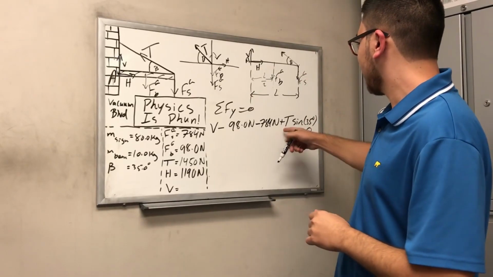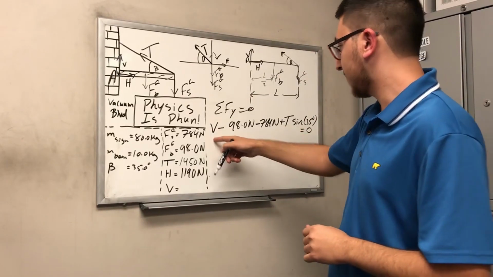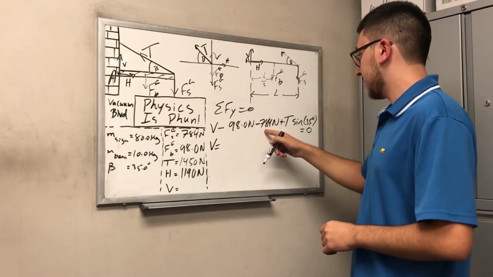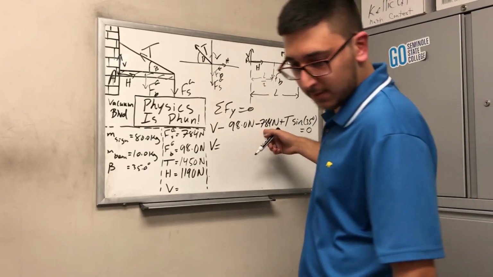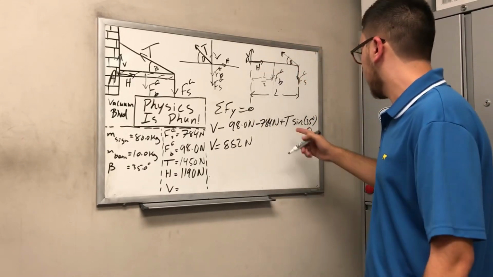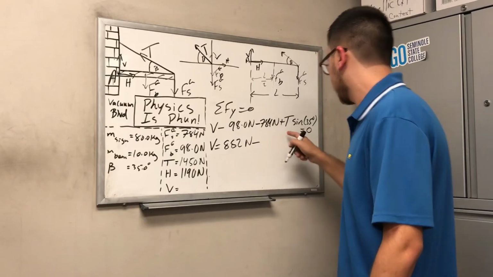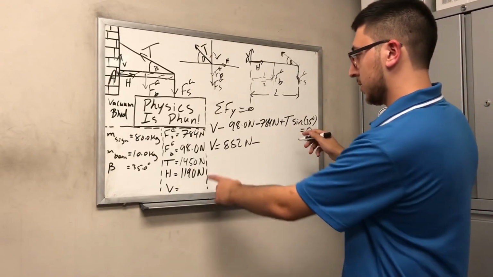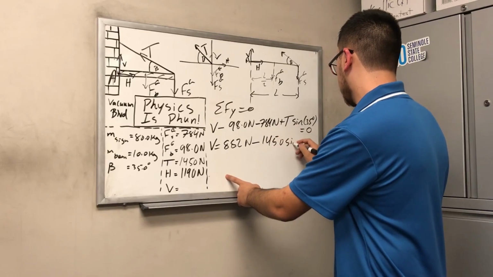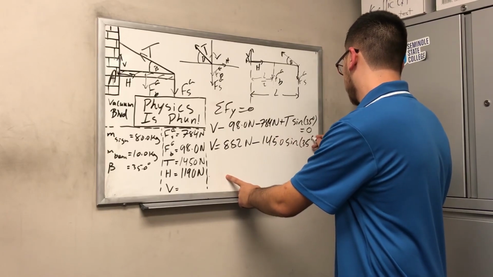So we can plug in T, and we're going to solve for V. So 98 and 784 will give us 882 newtons, and we're going to have that in the negative because we're going to move that to the other side. So it's 1450 T sine 35 degrees, and V is.